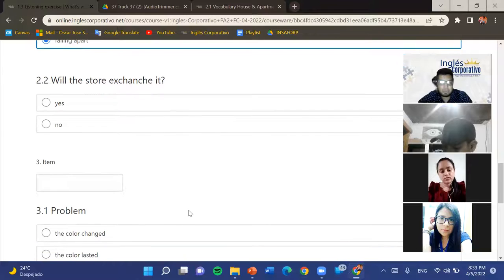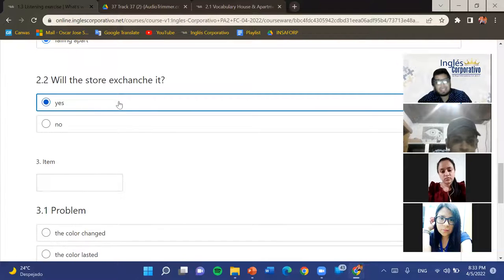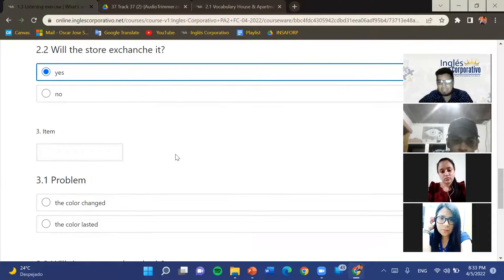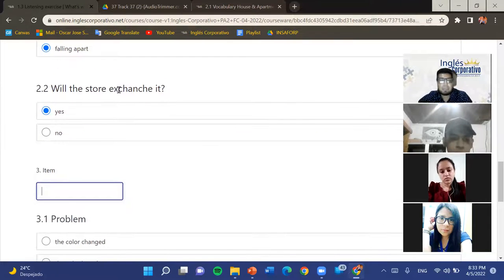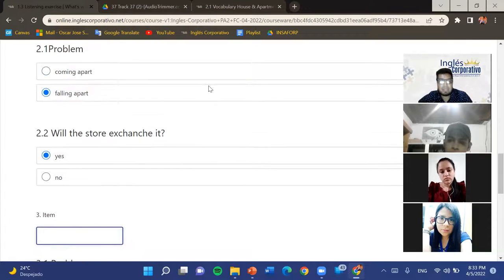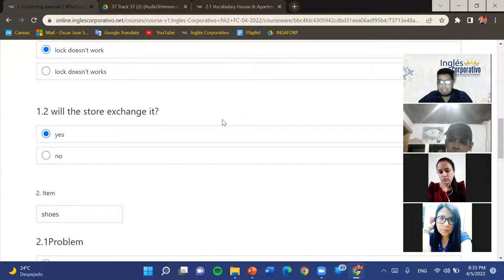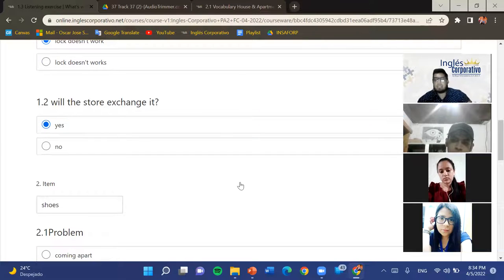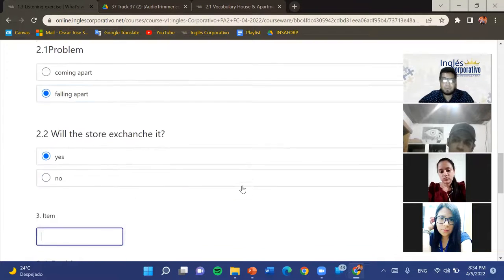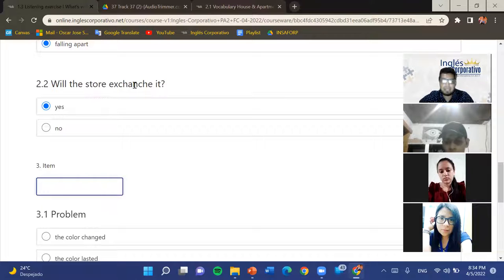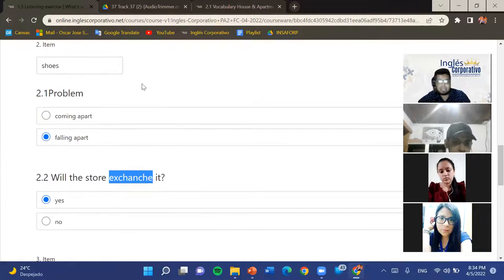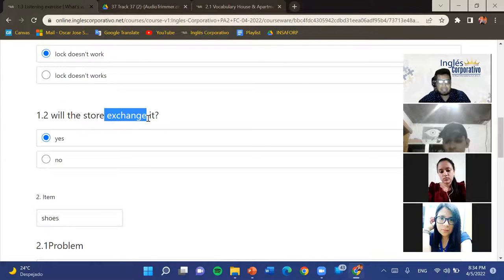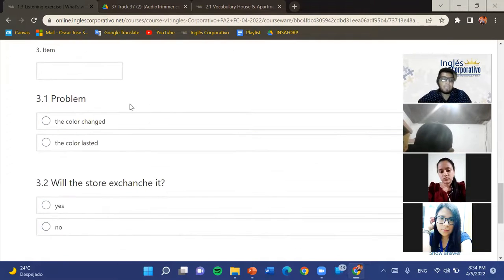And is the store going to exchange the shoes? And here is very simple. Yes, once again, they mentioned that they were gonna exchange the item. All right, remember, when we talk about exchange, estamos hablando acerca de cambiar, ¿verdad? De hacerles, o sea, una retribución de su artículo. And here, once again, we have some typos because this is not the proper way to spell exchange. The proper way is like this, exchange. All right.